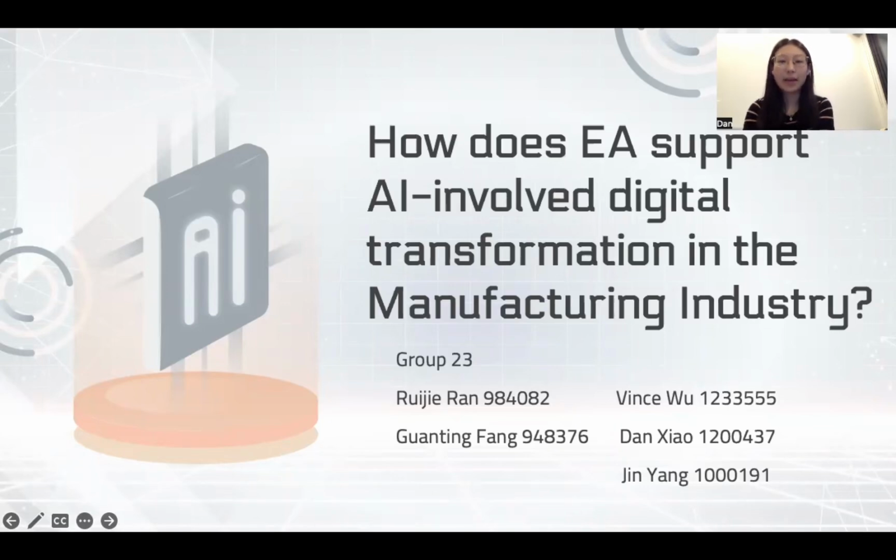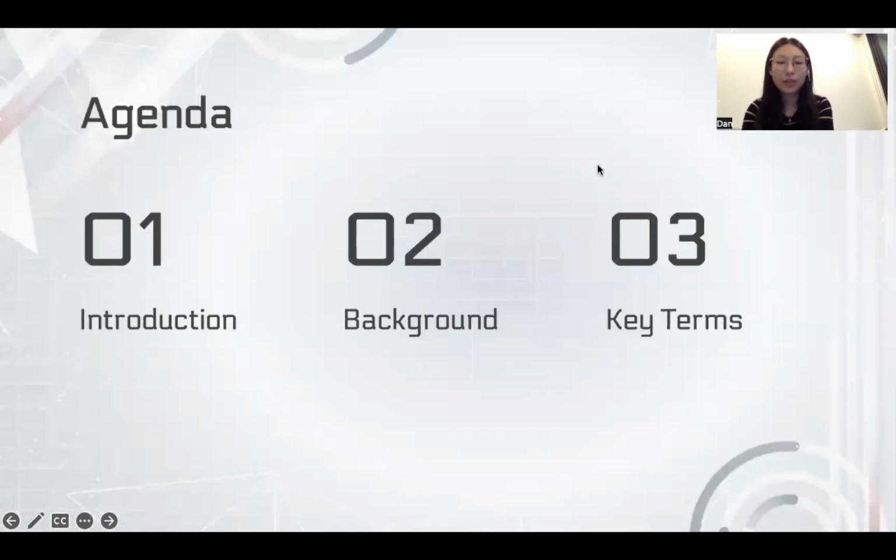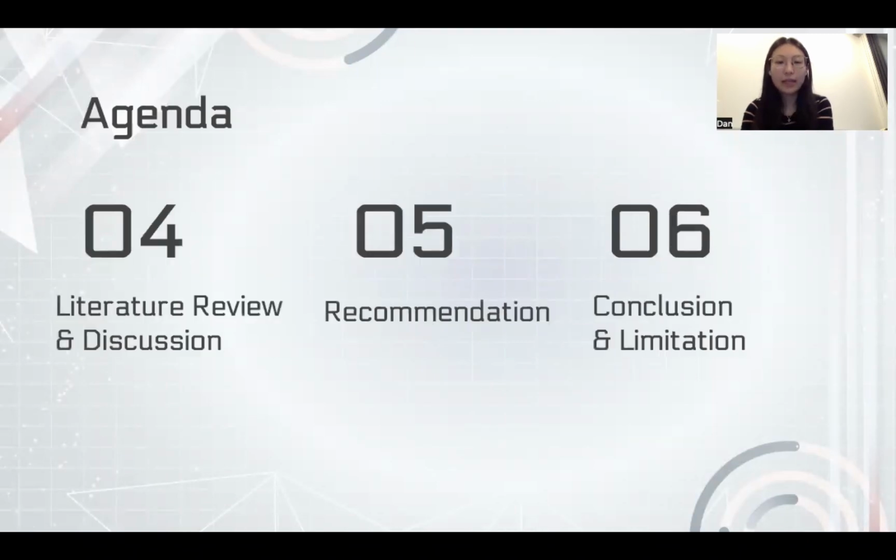Today we are going to talk about the research question: how does enterprise architecture support artificial intelligence involved digital transformation in the manufacturing industry? We will first introduce the background information and three key terms. Then we will discuss findings from the literature review, including how EA supports digital transformation, other supportive factors, benefits of adopting AI, and potential challenges. Lastly, three recommendations are given. We also extracted the existing limitations in our research study.